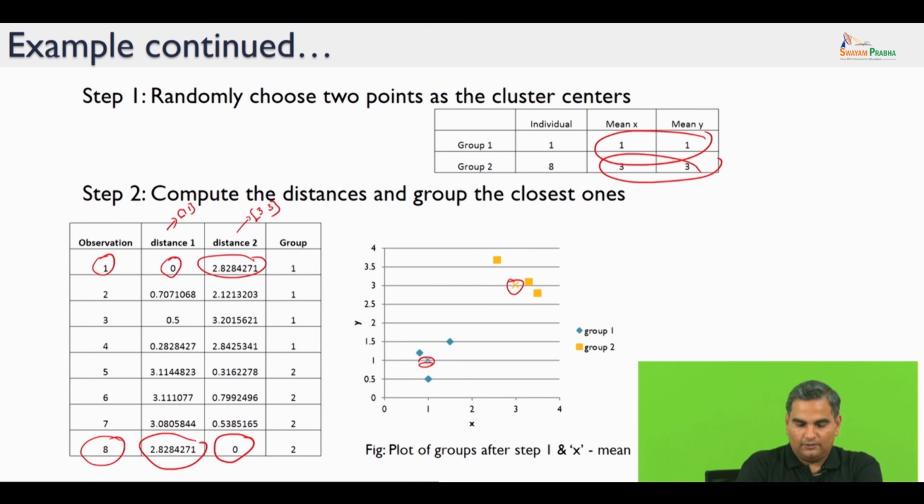Now, since we want all the points that are like 1 1 to be in one group and all the points which are like 3 3 to be in the other group, we use distance as a metric for likeness. So, if a point is closer to 1 1, then it is more like 1 1 than 3 3, and similarly if a point is close to 3 3, it is more like 3 3 than 1 1. So, we are using a very simple logic here. You compare these two distances, and whichever is the smaller distance, you assign that point to that group.